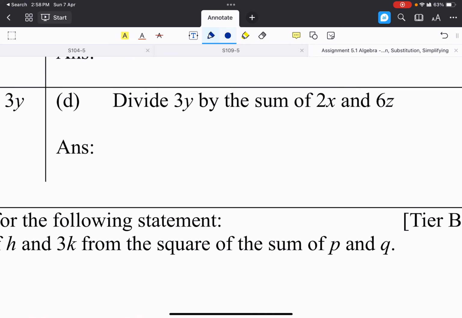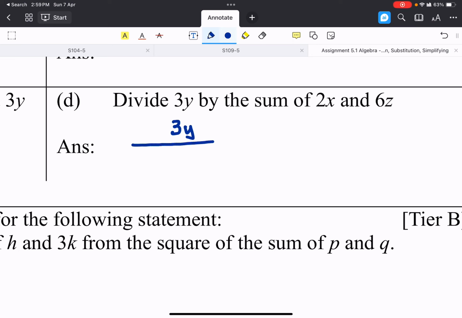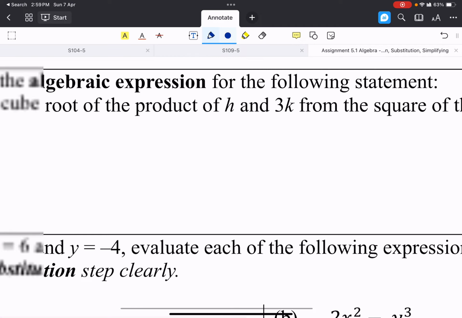Part D, they want us to divide 3y by the sum of 2x and 6z. So the sum of 2x and 6z is to add them together. So we have 3y divided by. Now, in algebra, division is best written in the form of a fraction. So we will have 2x plus 6z over here. Right? Okay, moving on to question 2.